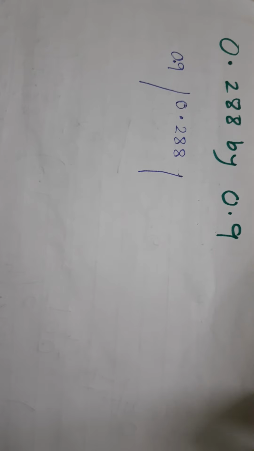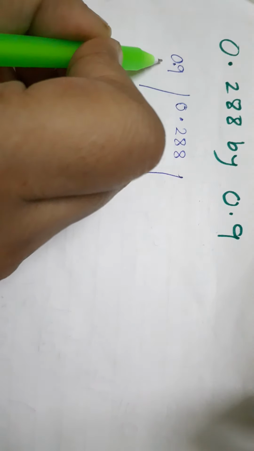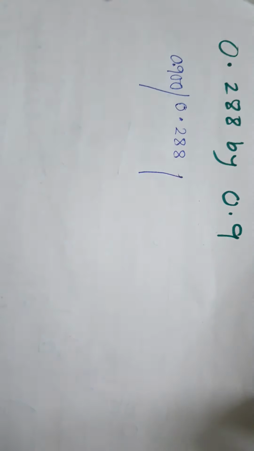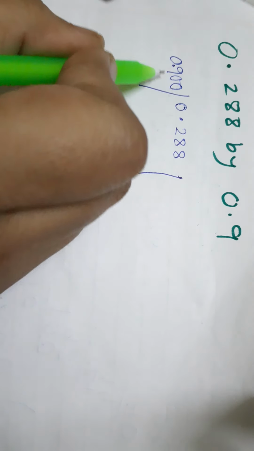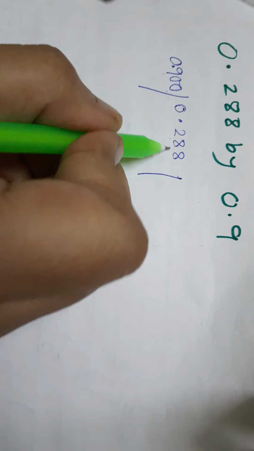So you have to remember this point: when we divide any decimal number by another decimal number, first you have to make both decimal numbers like decimal numbers. So here, students, we have to add two more zeros to make both numbers like decimal numbers. Now you can see this is also 900 and this is 288 after the decimal point, that means these two are like decimal numbers. We can remove the decimal point from here.